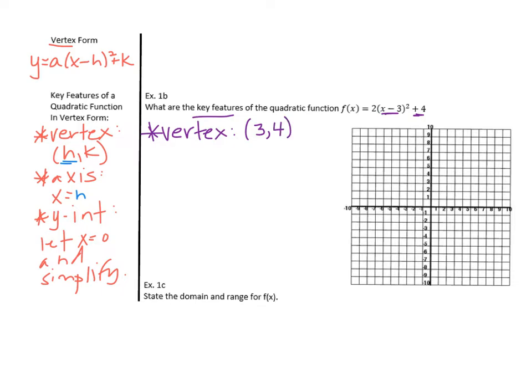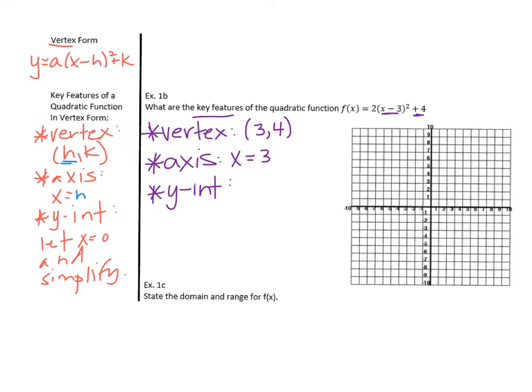With that information, our axis of symmetry is going to be the equation for that vertical dotted line. And that always matches the x-coordinate, so x equals 3. Let's see our y-intercept here. It's where it crosses the y-axis. So now we have to do a little bit of work.